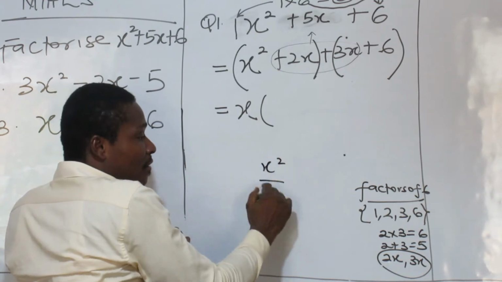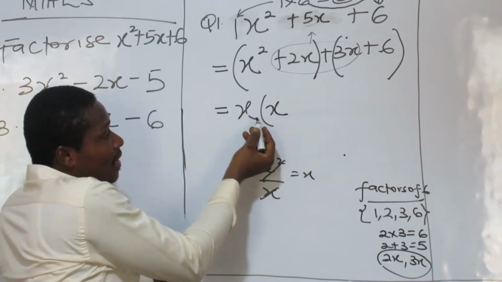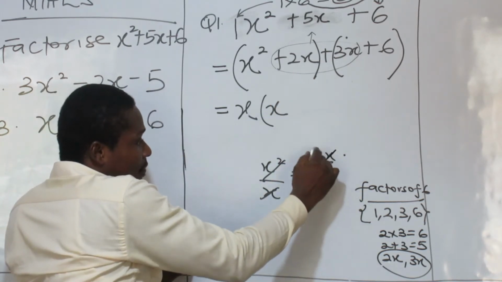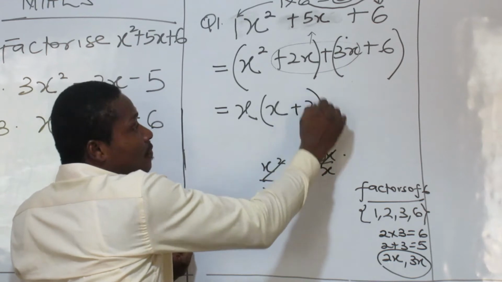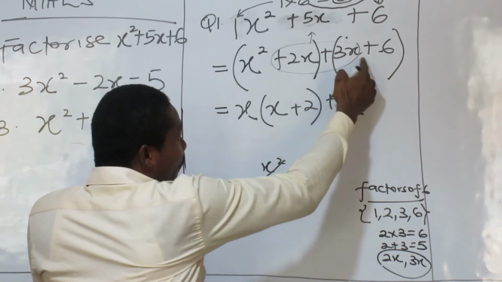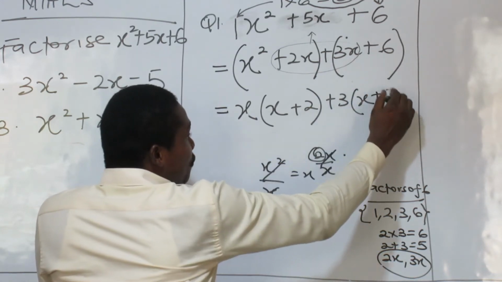That is what we mean. You get a single x. That is it. x goes into 2x. You get 2. Now there is plus 3 out. 3 goes into 3x. You produce an x. 3 going into 6, you produce 2.